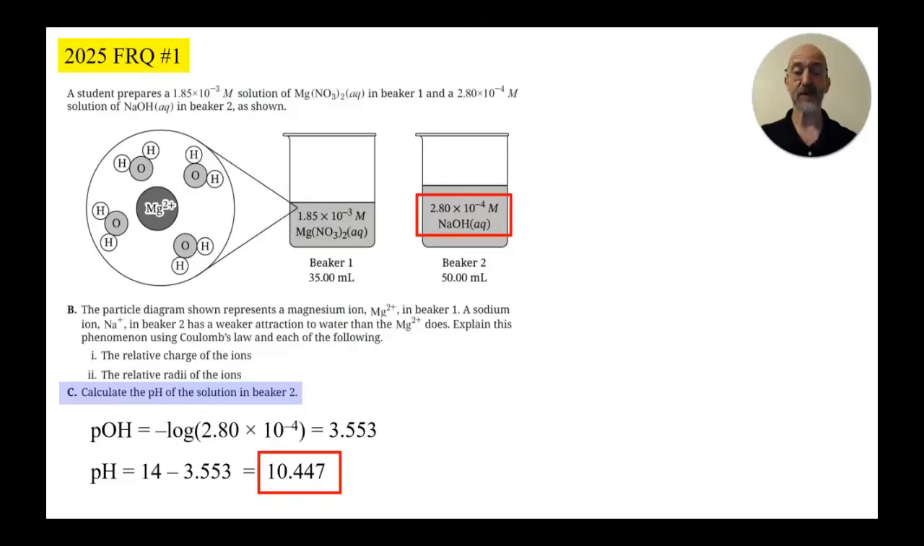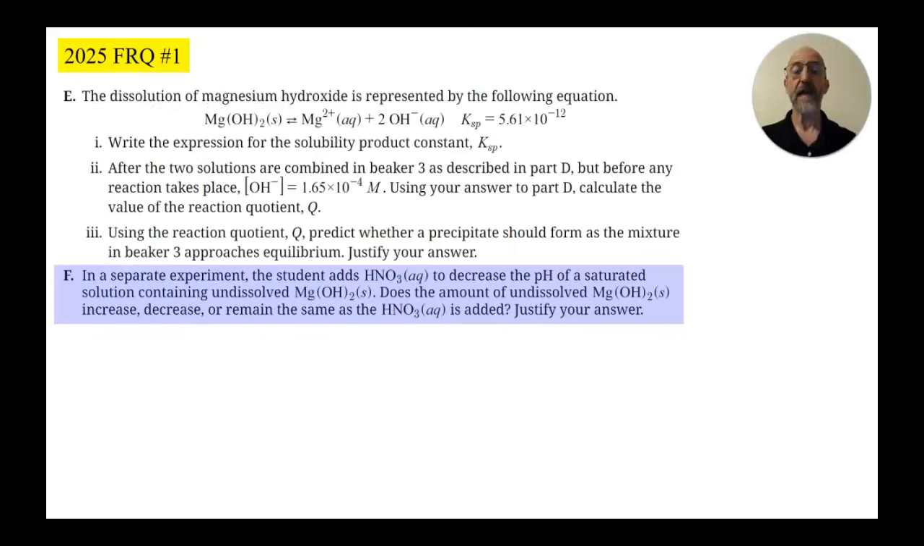If it's an acid, a strong acid, then the negative log of that number will be the pH. If it's a strong base, take the negative log of the concentration of the hydroxide ion, and then don't forget to do 14 minus the pOH.